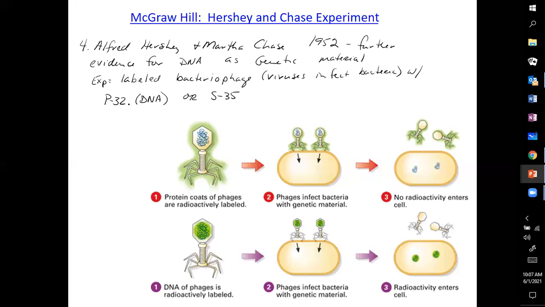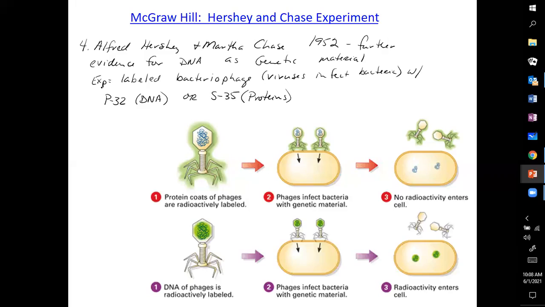Now, DNA doesn't have sulfur. And proteins, for the most part, don't have phosphorus as their core structure. So the S35 labeled the proteins because the amino acids cysteine and methionine both have a sulfur in them. So they made either the DNA radioactive or the proteins radioactive in the virus. So here it's showing a virus. Here the protein coat is radioactive, and here the DNA is radioactive. And then they infected the bacterial cells. So this is a bacterial cell here.